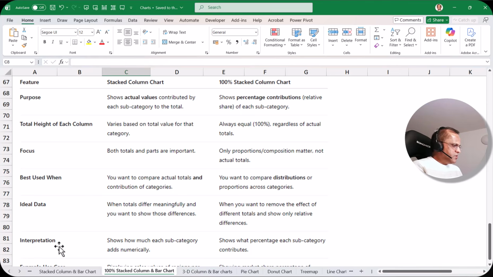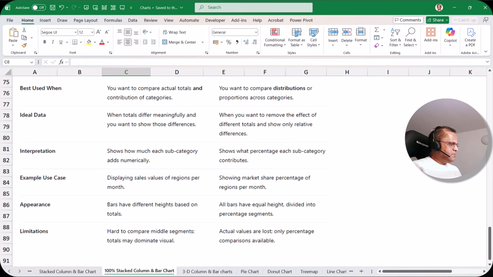Then we have the interpretation. In the stacked column chart, it shows how much each subcategory adds numerically, what is the contribution. While in the case of the 100% stacked column chart, it shows what percentage each subcategory contributes. So here it is focused on percentage, here it is focused on the numbers. We have the examples. If you want to display the sales values of regions per month, then we go for the stacked column chart. And if you want to see the market share percentage of regions per month, then we go for the 100% stacked column chart.